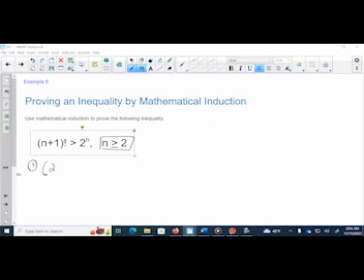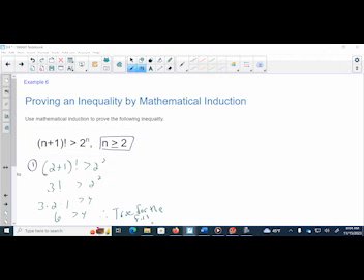So I have 2 plus 1 factorial is greater than 2 squared. 2 plus 1 factorial will be 3 factorial, which is 3 times 2 times 1, which will be 6. 2 squared would be 4. So is 6 greater than 4? Yes. So therefore, it's true for the first term. Remember, in this example, the first term begins when n is equal to 2.